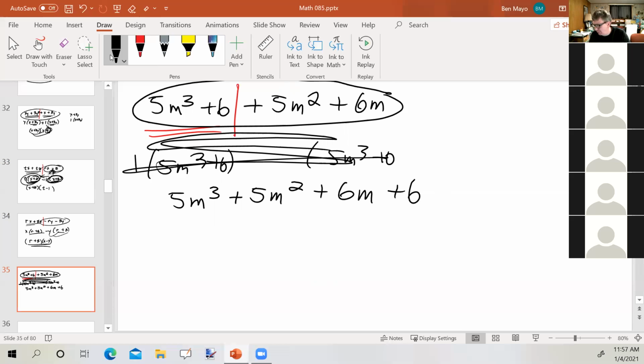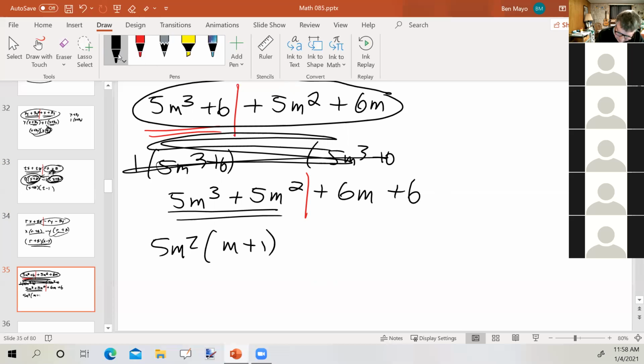It's in one variable and we write it in descending powers. So we've got m to the third, m to the second, m to the first, no m at all. Okay. So now let's try the grouping thing. Let's see, what's the greatest common factor there? Oh, 5m squared and then m plus 1.